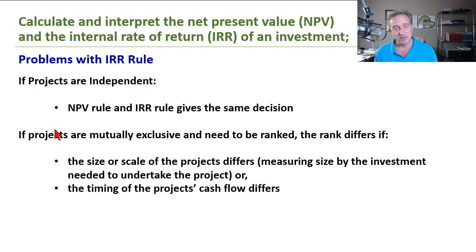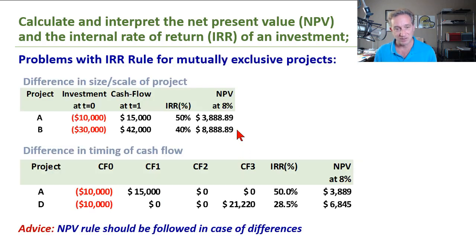In which case, we could rank the projects according to NPV and IRR, and you might expect them to always give the same outcome, but it's interesting they do not. Specifically, they do not necessarily give the same answer if the size or scale of the projects differ, or if the timing of the project's cash flow differs. So I think these are very interesting, right? The first one here is a difference in size.